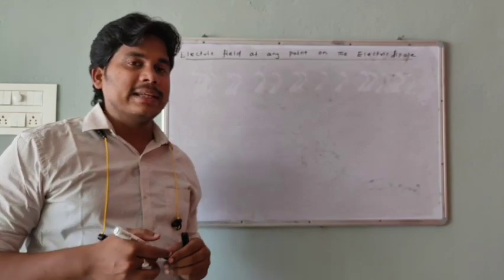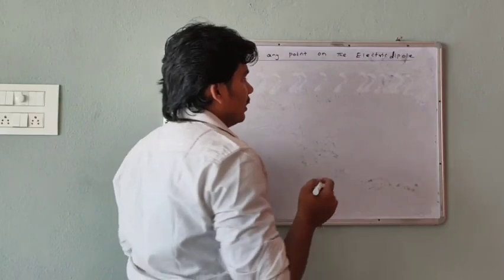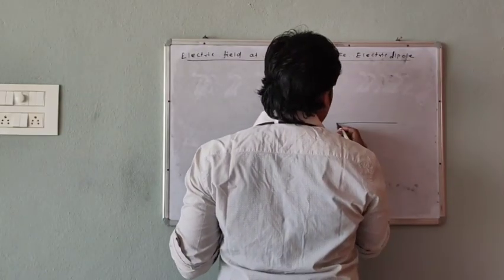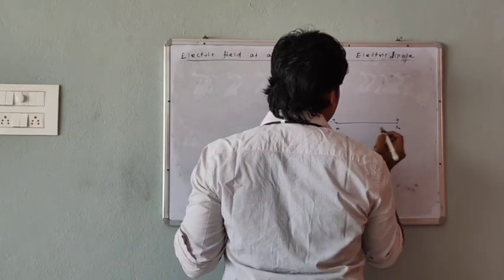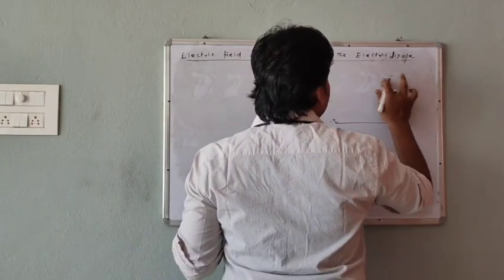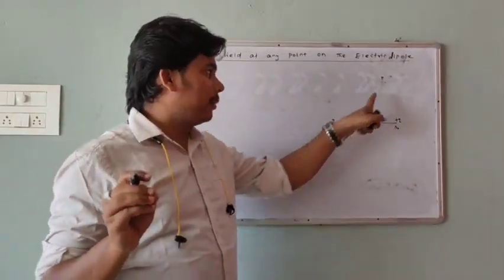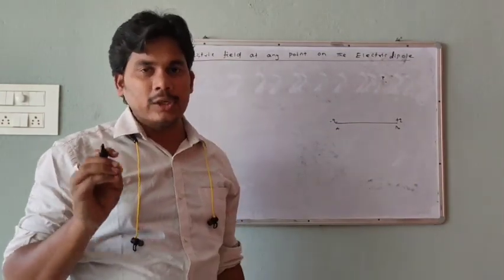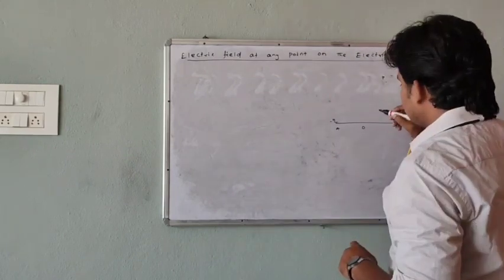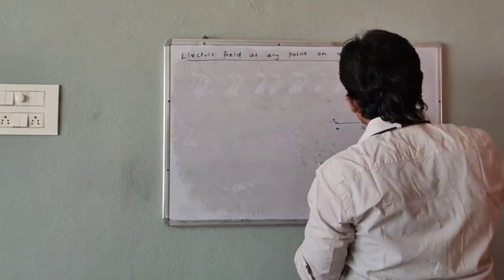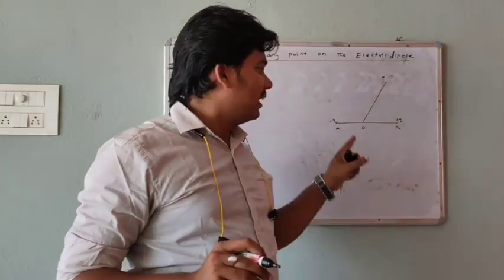Now we will discuss the electric field at any point around the dipole. See, this is a dipole, A and B, two charges, minus Q and plus Q. Let's take any point P, at which we are finding the electric field intensity. See, this is the center O. I am joining O to P, and we are finding the electric field at P.